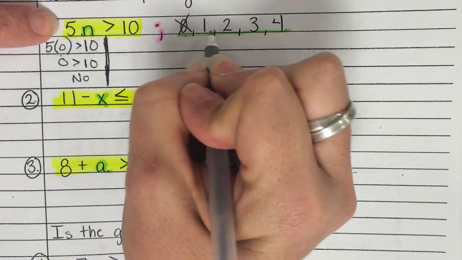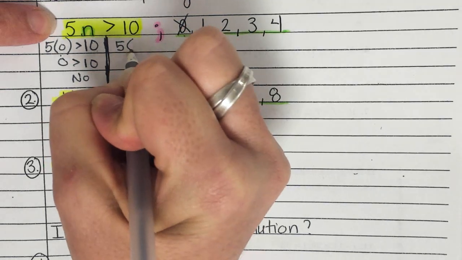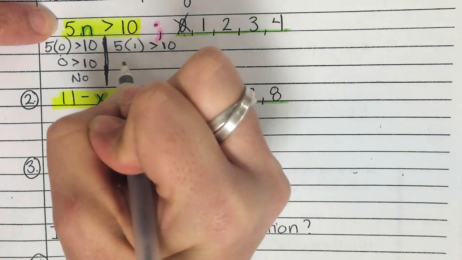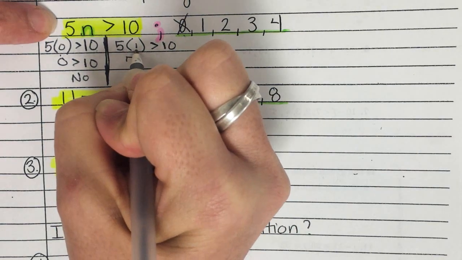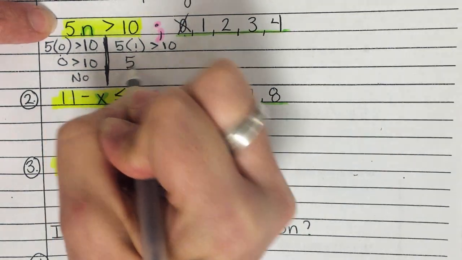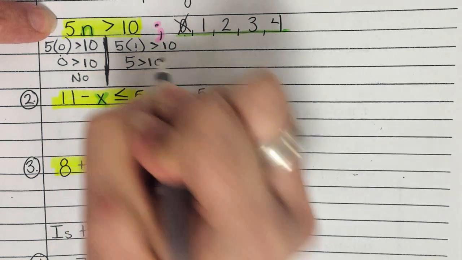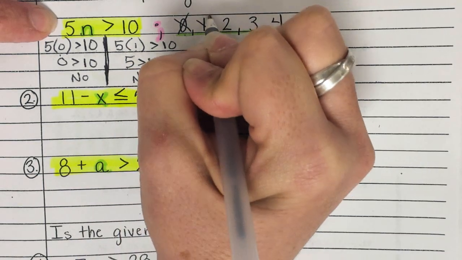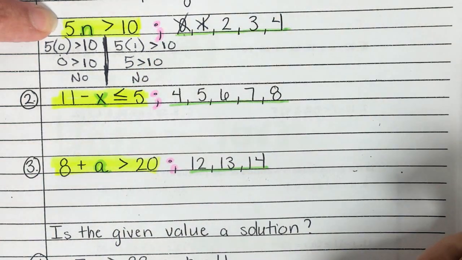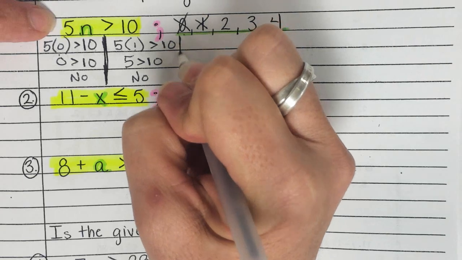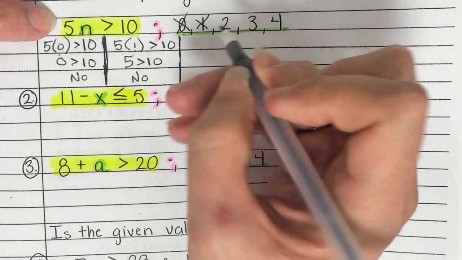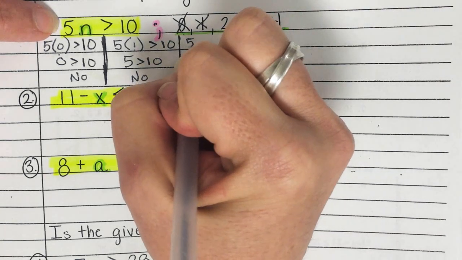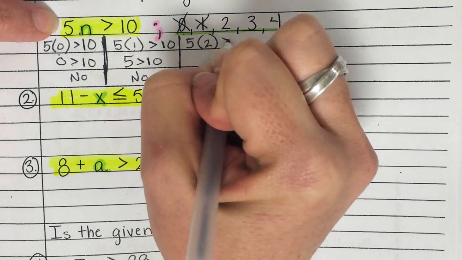Okay. 5 times n. Well, this time it's going to be 5 times 1. Is greater than 10. So, 5 times 1 is 5. Is 5 greater than 10? No. So I'm going to write no and kind of cross off the 1. Let me get through the first one. So now I'm going to try times 2. Okay. 5 times 2 greater than 10.